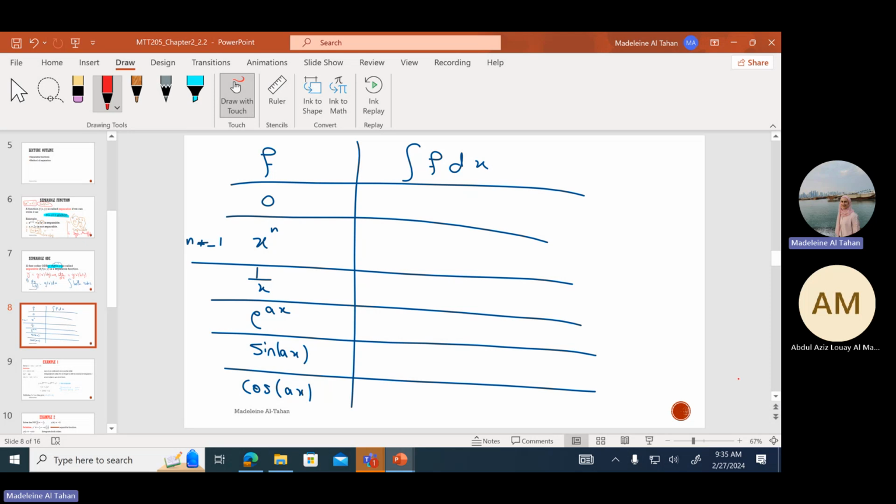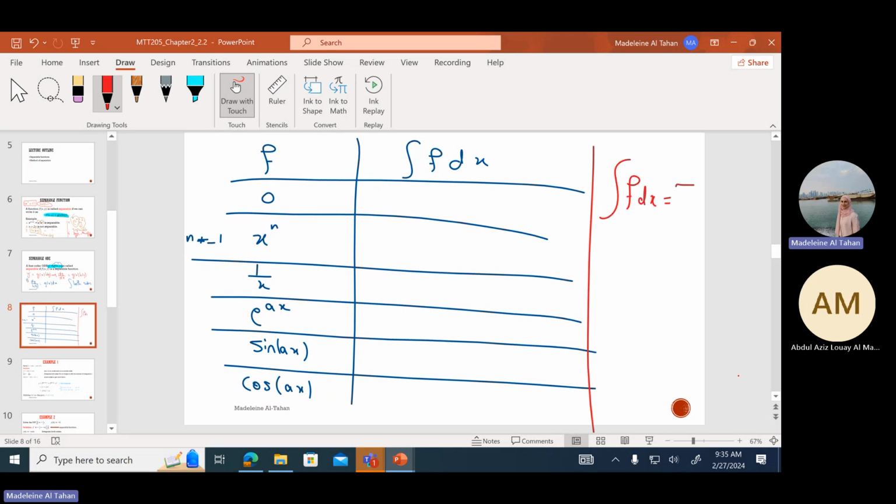What's the integral of zero? How do we understand integrals? When we say the integral of f dx is capital F, what does it mean? F prime is equal to what? Small f. Since it is the opposite of the table of derivatives, which function has a derivative of zero? A constant. So the integral of zero is a constant. For x to the n, what should I add? Plus 1, divided by n plus 1. What's the integral of 1 over x? Natural log of the absolute value of x, and we always add the constant.